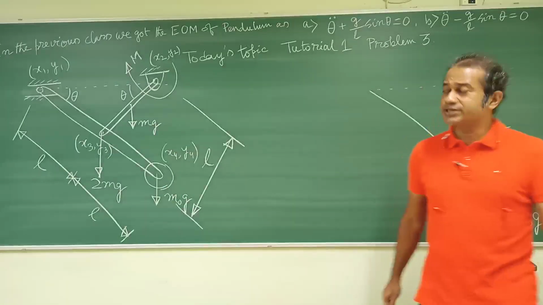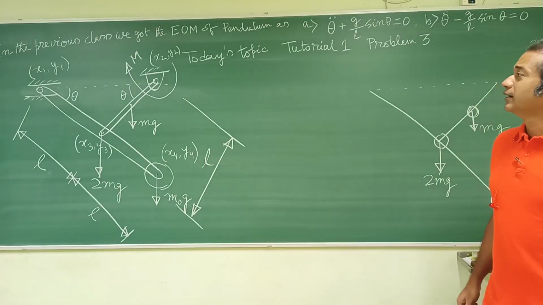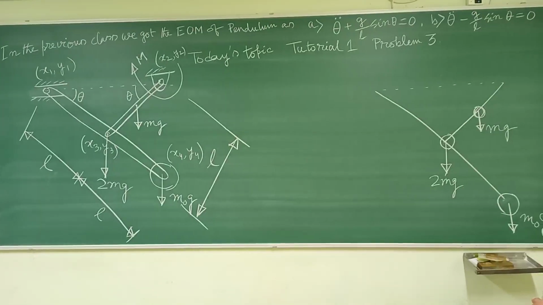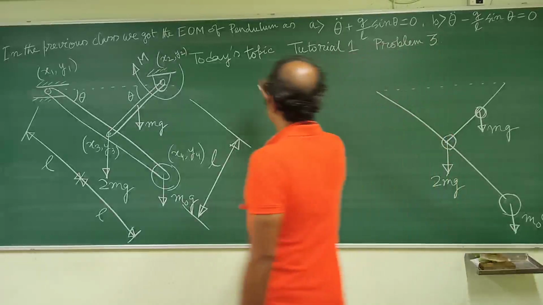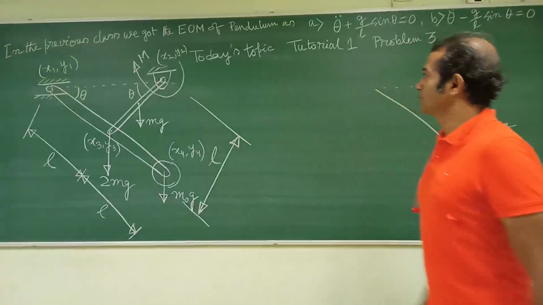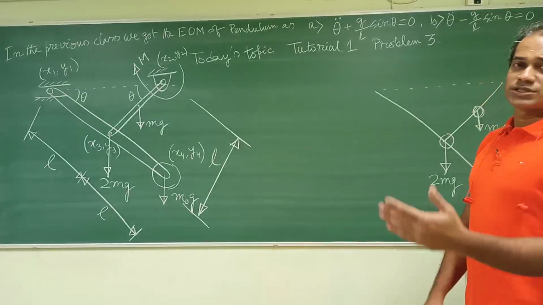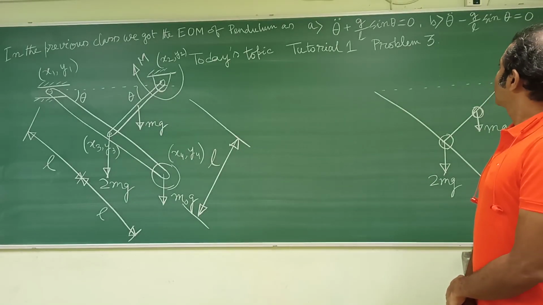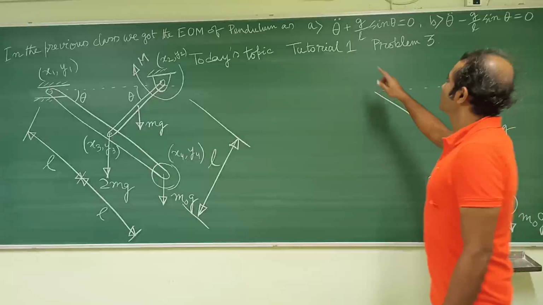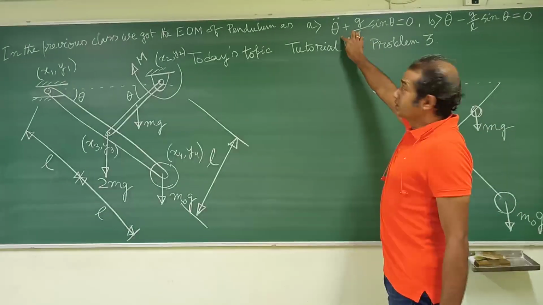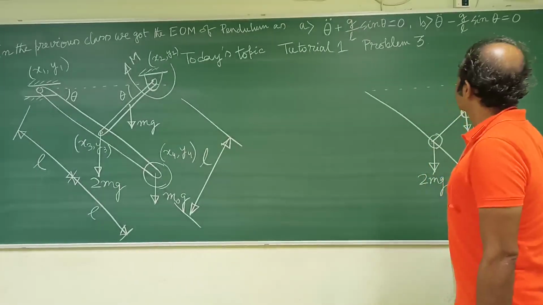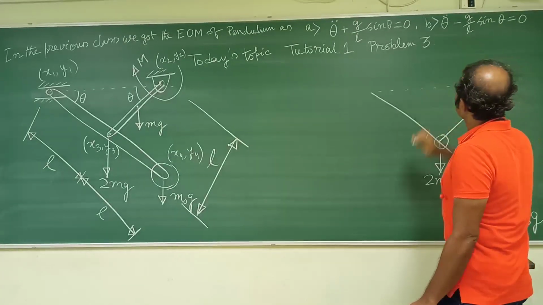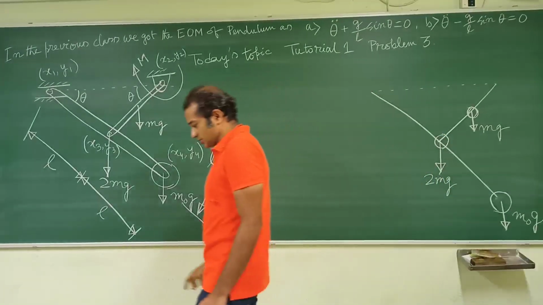Whatever we studied in our last class is that we derived the equation of motion of a pendulum which is undergoing oscillation in a plane. I cannot remember what the equation was. Either it was theta double dot plus g by l sin theta is equal to 0, or what I suspect is that theta double dot minus g by l sin theta is equal to 0.